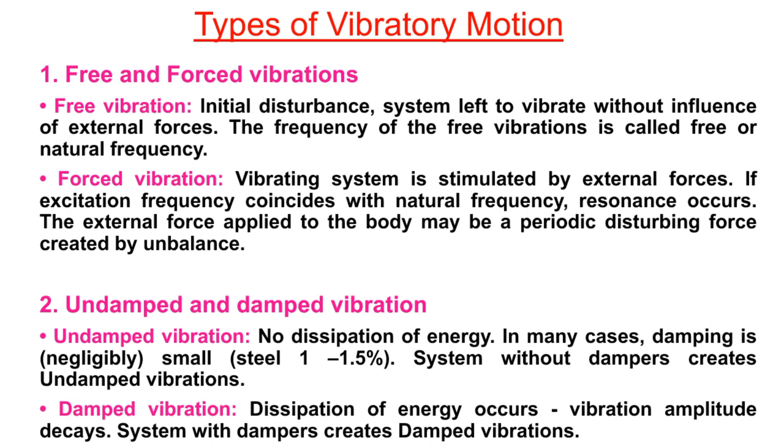Dissipation of energy occurs there. That is, resistance to vibration occurs there. That is, reduction in amplitude occurs there. This type of vibration is called as a damped vibration. Vibration amplitude decays. The system with the dampers creates the damped vibration. Remember, the system with damper creates damped vibration. Understand what is undamped vibration and what is damped vibration. No dissipation of energy, and here dissipation of energy occurs in case of damped vibration.